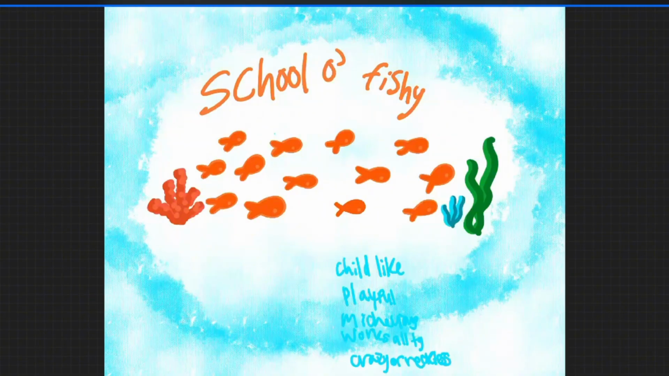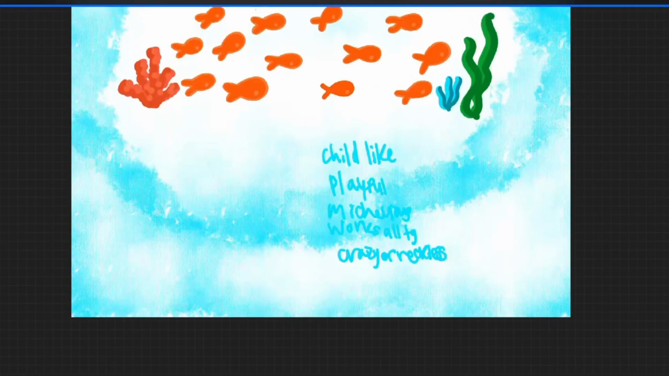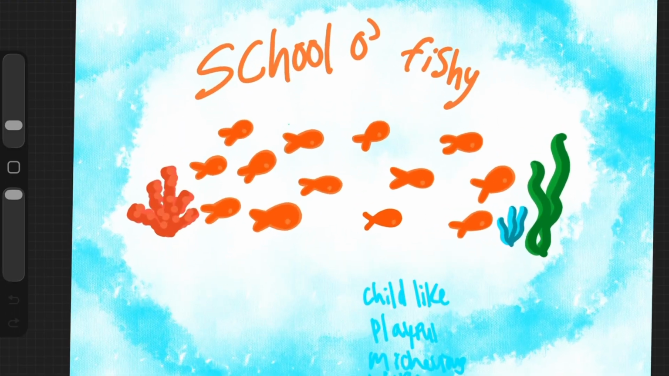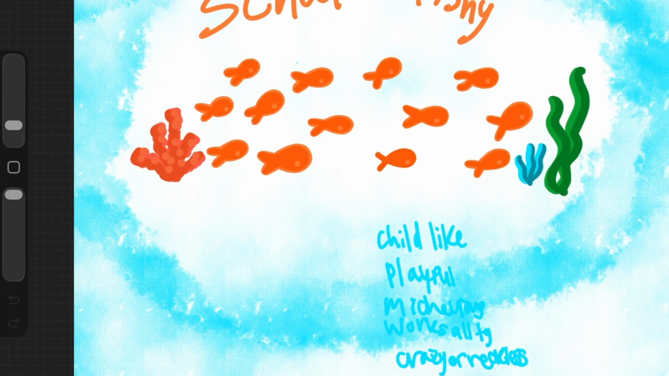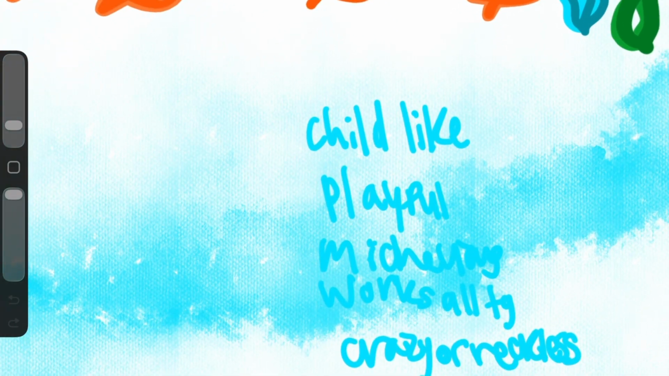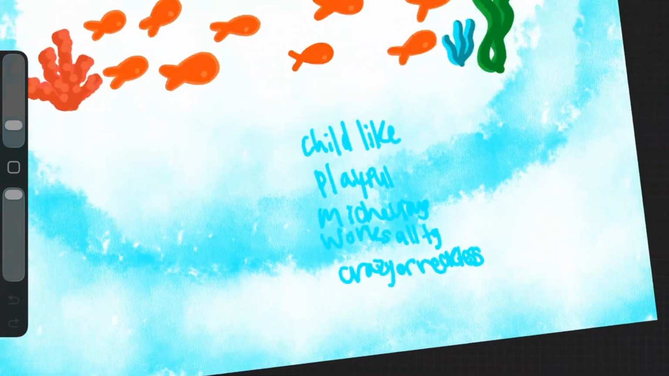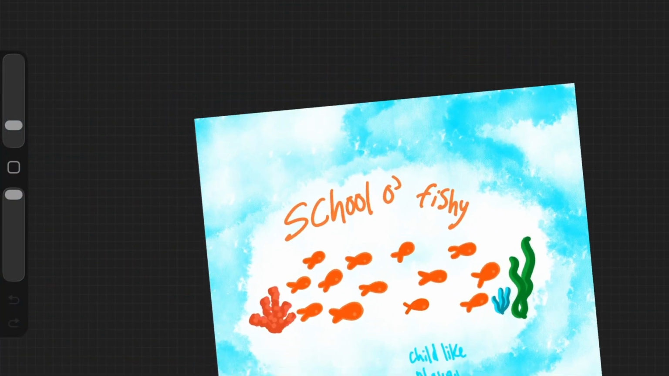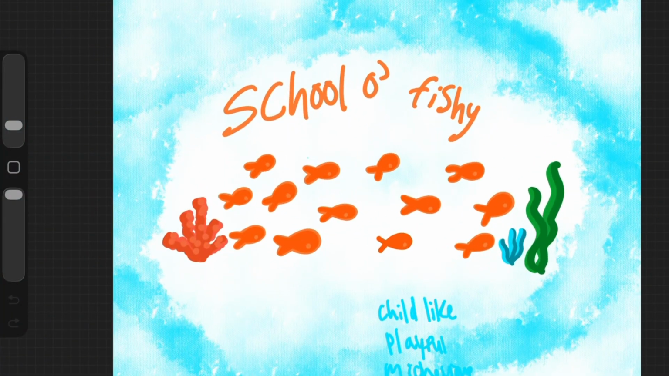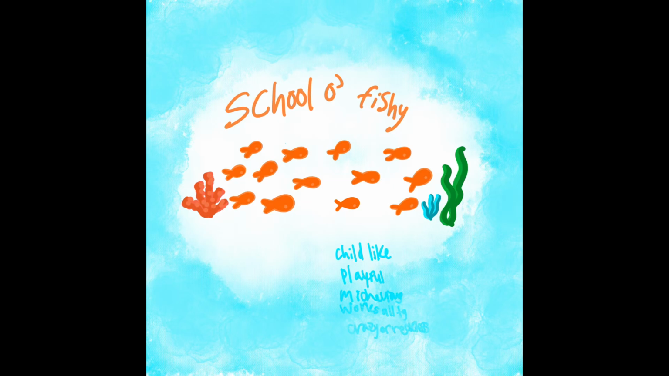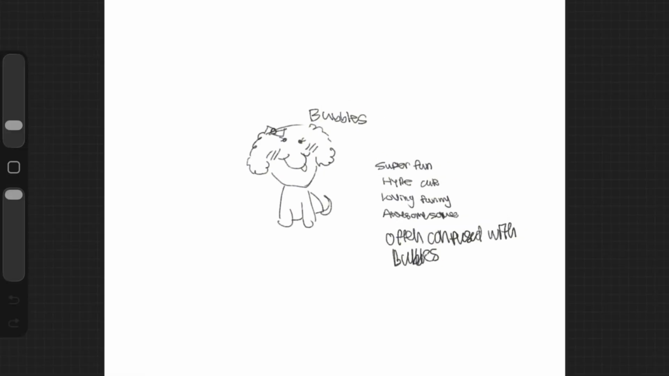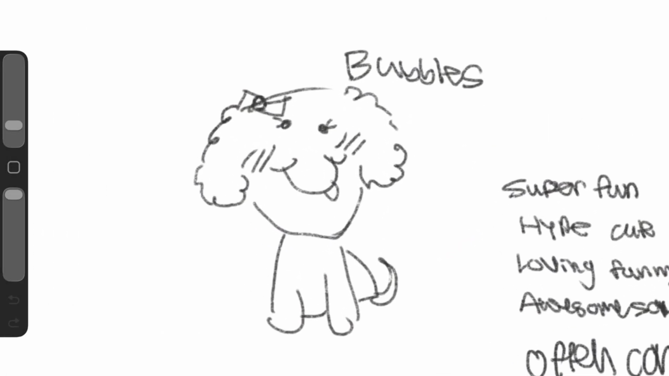So these fish are childlike, playful, they work together, and they are a little bit crazy and mischievous. They work in groups, and they always like to make fun and do pranks and all that kind of stuff. They're fun fish, and they're all a group. They travel together and work together and complete everything together. So yeah, here's the finished version of the School of Fishy.